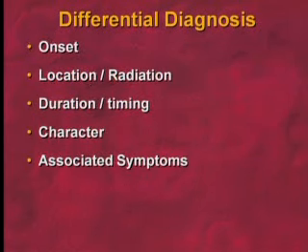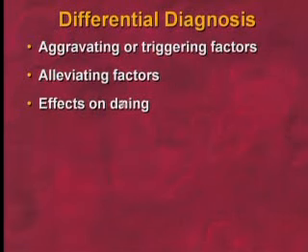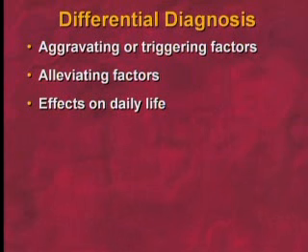So the questions that we have to ask are these: about the onset, the location, the radiation, duration, and timing. The pattern of that bleeding is significant. How long has that bleeding been going on? One key question that we need to ask our patients is, how many periods have you had over the last year? We want to know all about the aggravating or triggering factors or any alleviating things that are going on. We really especially want to know how it affects her daily life.